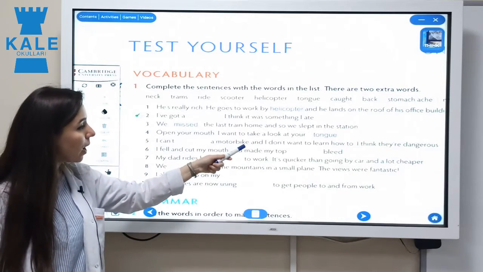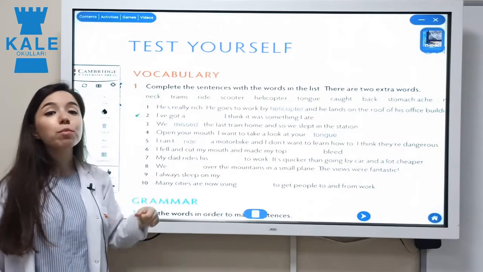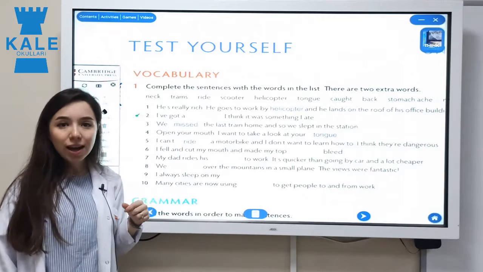I can't ride a motorbike and I don't want to learn how to. I think they are dangerous. For motorbike, the perfect verb is ride a motorbike.